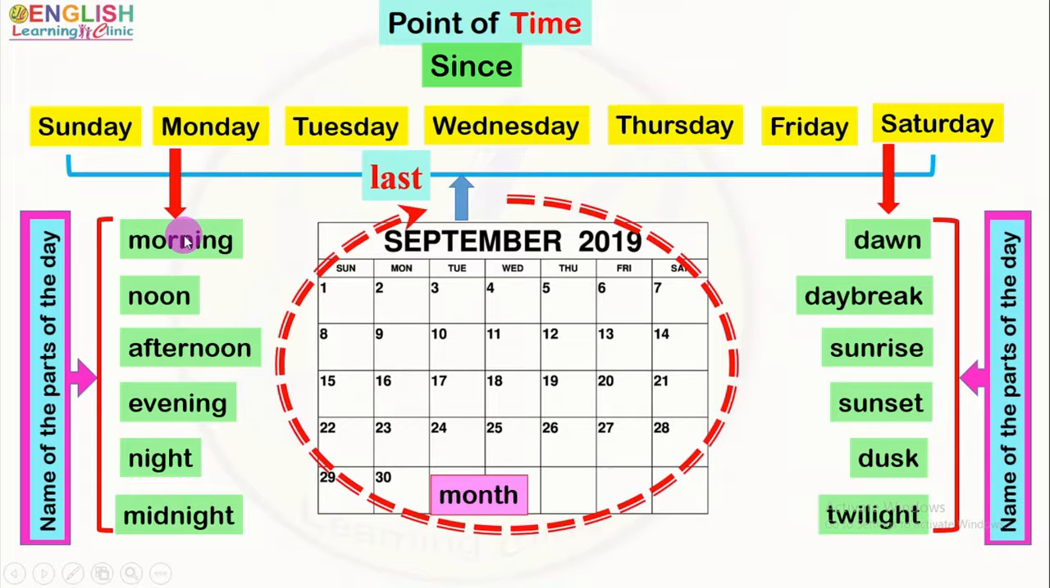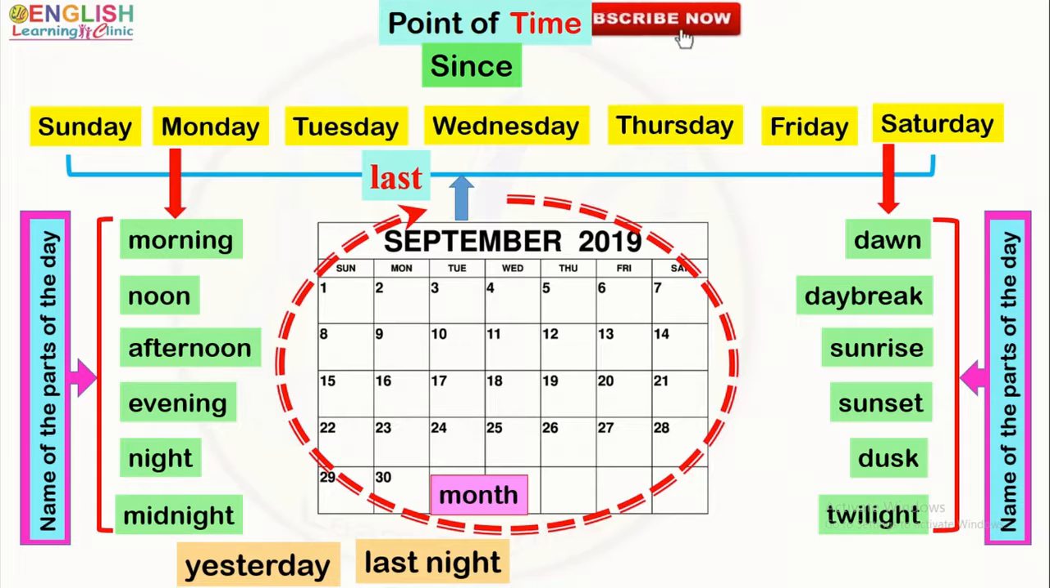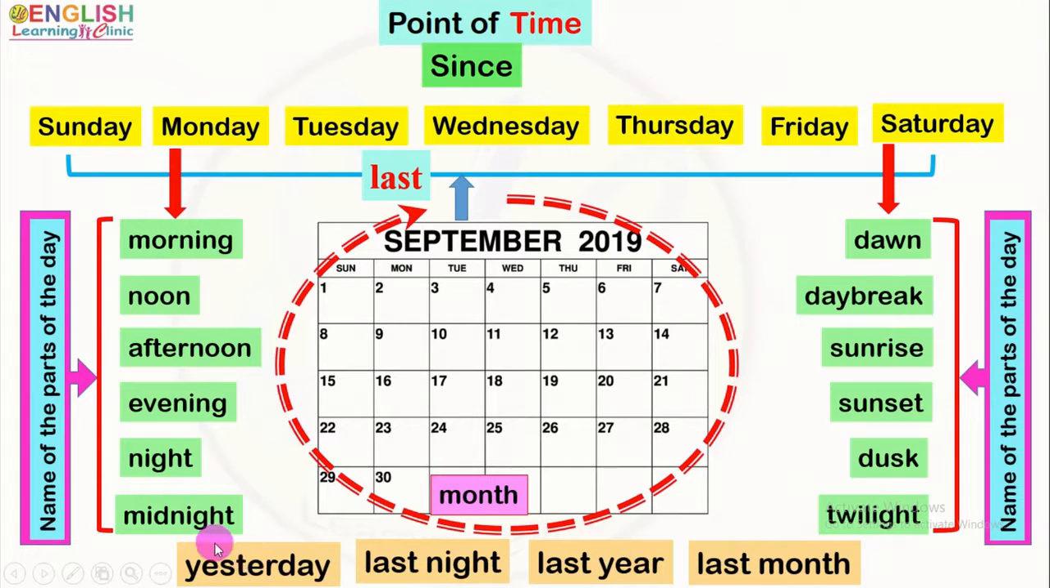For example, I have been playing since morning. I have been playing since last evening. Yesterday, last night, last year. These also indicate points of time.